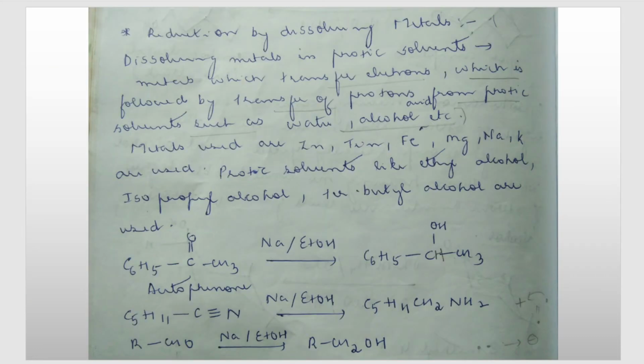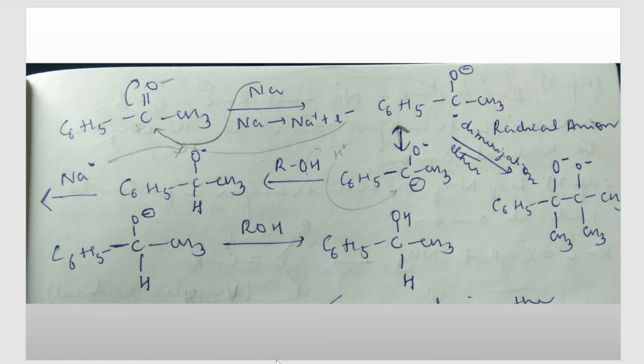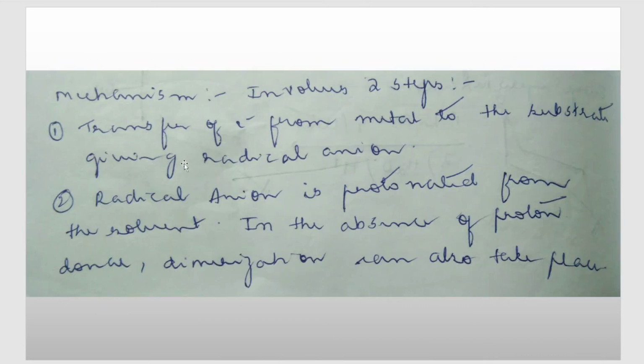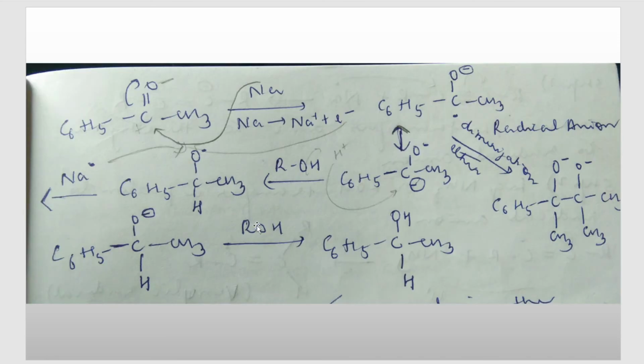See here, some examples are given, that is acetophenone. It's a ketone. When sodium metal is taken in the presence of an alcohol, what do we get? We get an alcohol. In the same way, the cyanide group is reduced to an amine group, and aldehydes are reduced to alcohols. So here is an explanation of the mechanism, as I said.